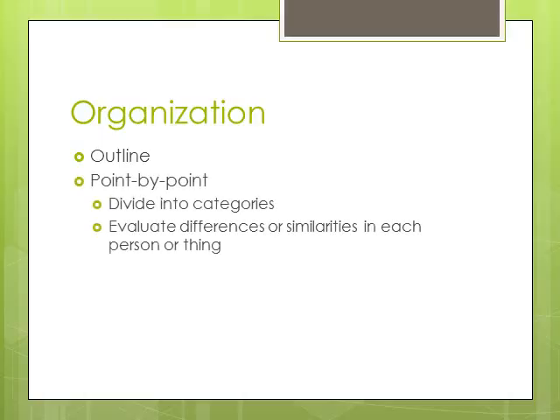Now, since you're writing a comparison and contrast paper, there are really two main ways to organize this kind of writing. One is called a point-by-point organization. And what you do in that case is you divide your subject into categories, and then you evaluate the differences or similarities in each person or thing in that particular category.